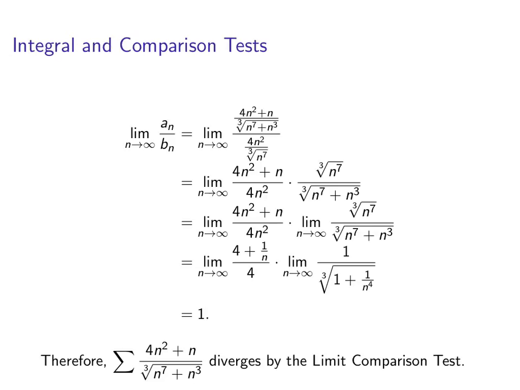And therefore we can say that the original series diverges by the limit comparison test. Why does it diverge? Because we're making a comparison with a divergent series.